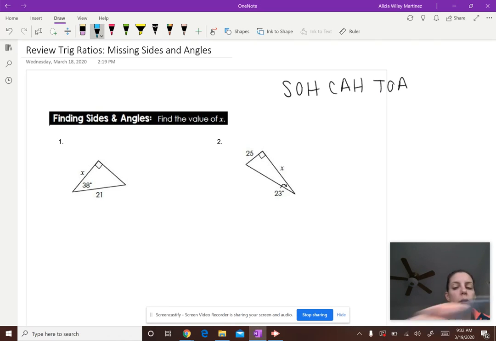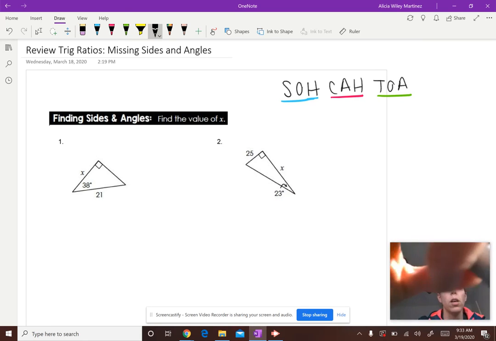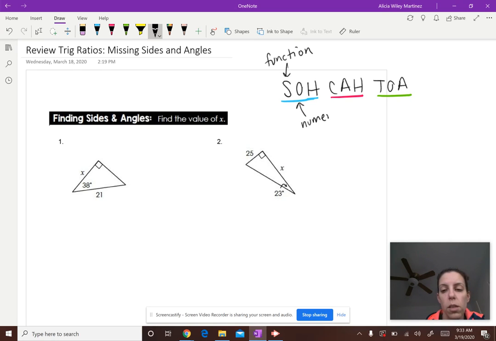Where this was the sine function ratio, this was the cosine trig ratio, and this was the tangent. The other thing we talked about with these is what each of these letters represented. Remember that the first letter is telling you what function it is. The second letter is telling you what your numerator is. And the last letter is telling you what your denominator is for your ratio, helping you to set up your ratio.